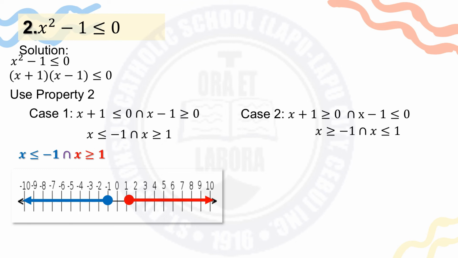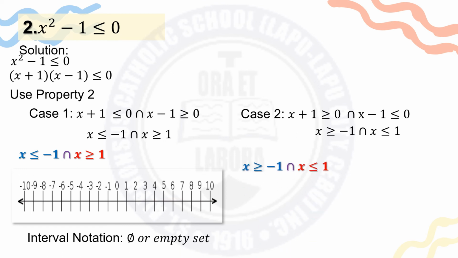And as you can see, there is no common or no intersection of these graphs. So if there is no intersection of the graphs from case 1, our interval notation will be an empty set.